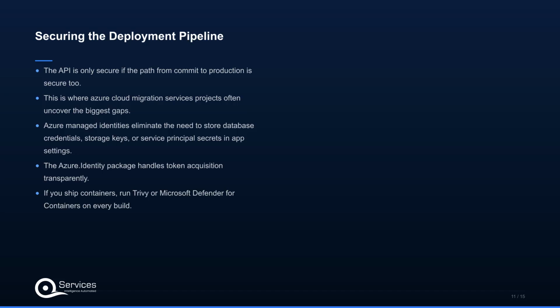Now, securing the deployment pipeline. The API is only secure if the path from commit to production is secure too. This is where Azure Cloud Migration Services projects often uncover the biggest gaps. Azure Managed Identities eliminate the need to store database credentials, storage keys, or service principal secrets in app settings. The package handles token acquisition transparently. If you ship containers, run Trivy or Microsoft Defender for containers on every build. For Bicep or Terraform, use Azure to catch misconfigured network security groups and public storage accounts before they reach Azure.